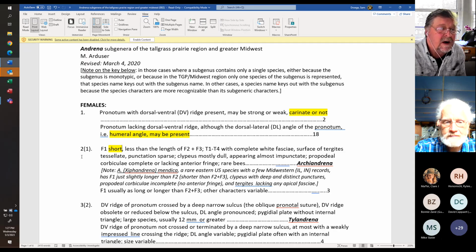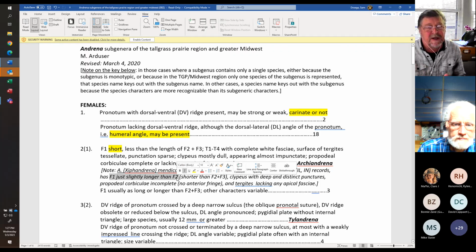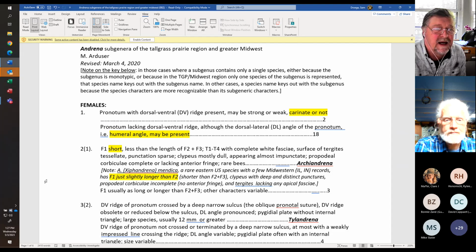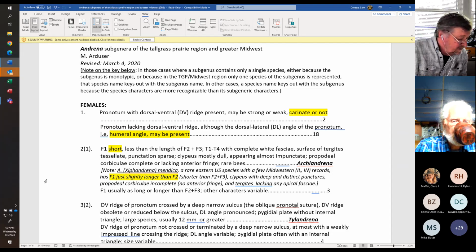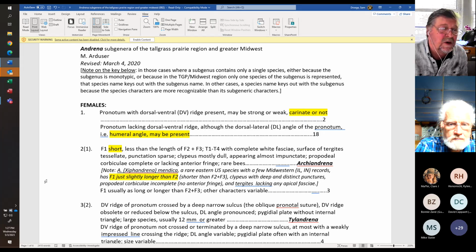So the second part of couplet 2, which is in smaller font, and I didn't see it here for a minute: F1 in all the other Andrena is almost always as long or longer than F2 plus F3. It's not short, and that's pretty easy to see. David had a good image of that. Then couplet 3 gets into another pronotal feature that, again, David had a good shot of.